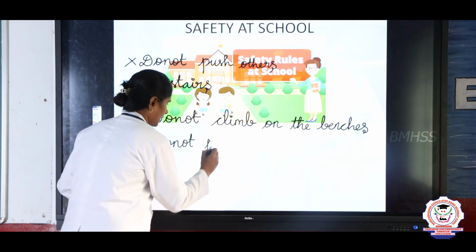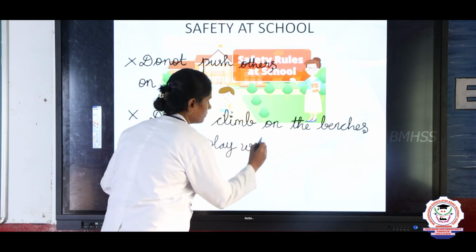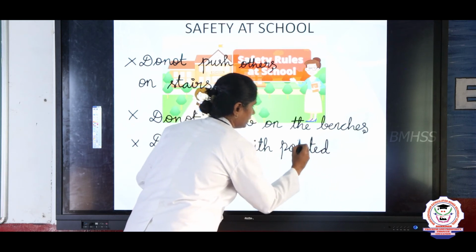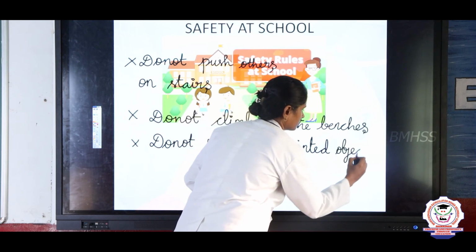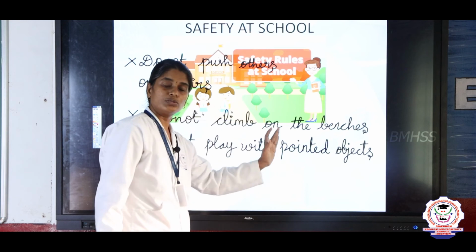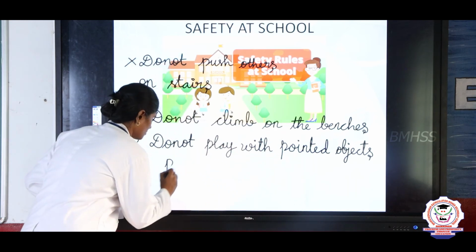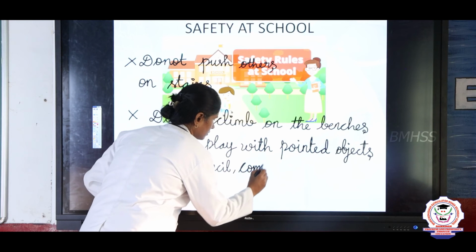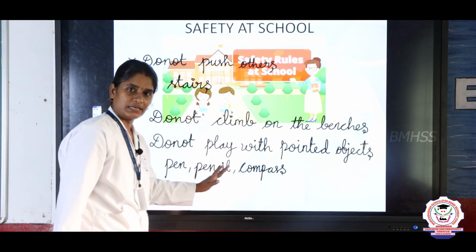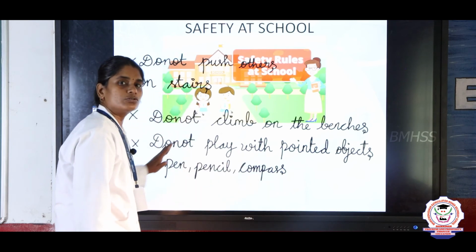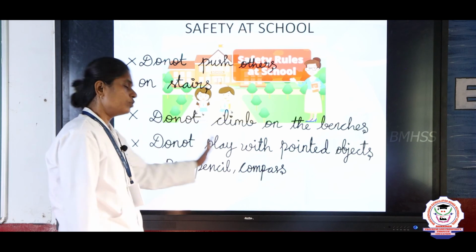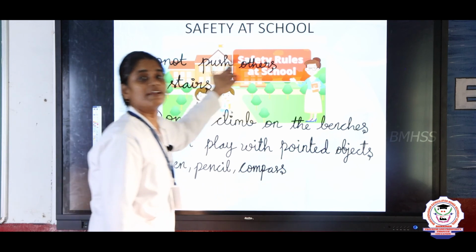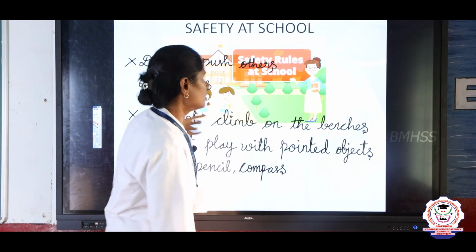And the next thing, do not play with pointed objects. P-O-I-N-T-E-D, pointed objects. What are the pointed objects that we may use in the classroom? It can be a pen or pencil or compass. These are all writing materials. They should be used to write, right? We should not use these things as playing materials. So, do not play with pointed objects like pen, pencil, compass. These are the safety rules that you must follow at school, right? Now we will see the next one.